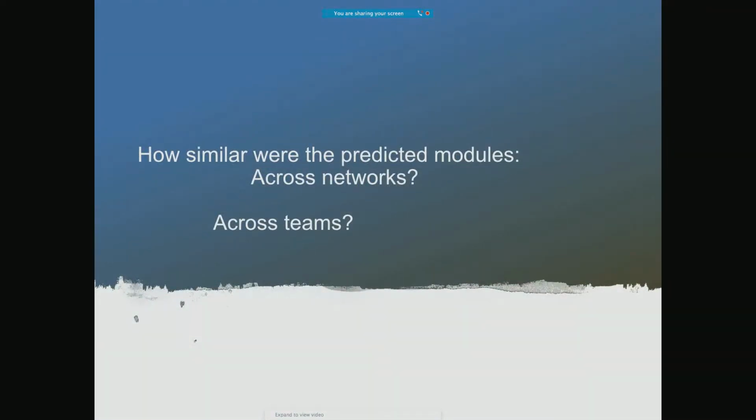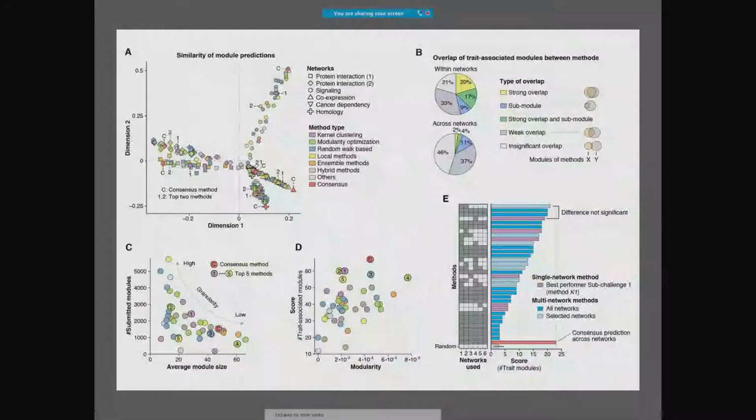All right, so what do we get? How similar were the predicted modules across networks, across teams? Once we de-anonymize the data, we can ask this question and look post facto. It was interesting, across different networks, the modules were very, very different. And that might be a clue as to why Sub-Challenge 2 was hard. This wasn't just all different versions or instances of the PPI network. They might really be capturing different relationships.